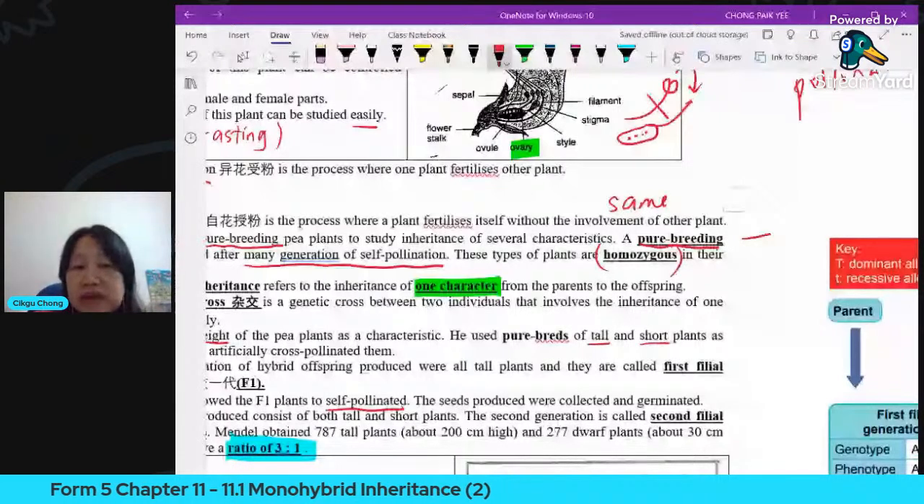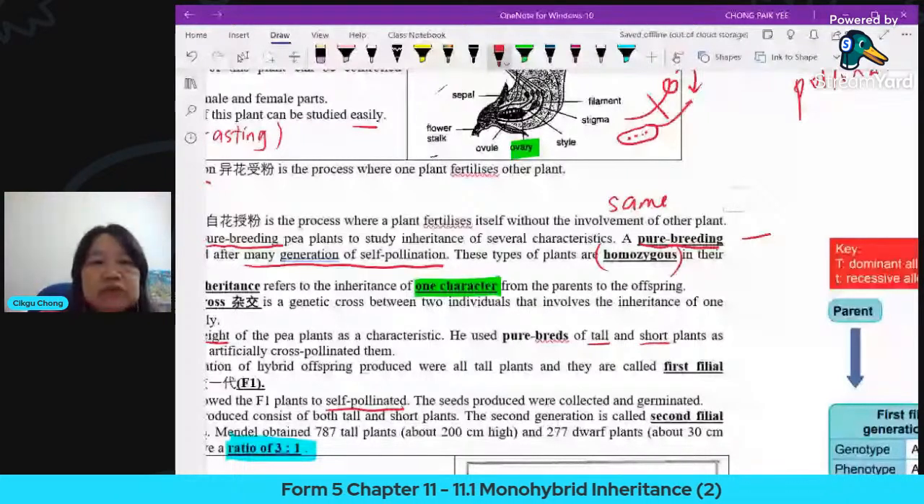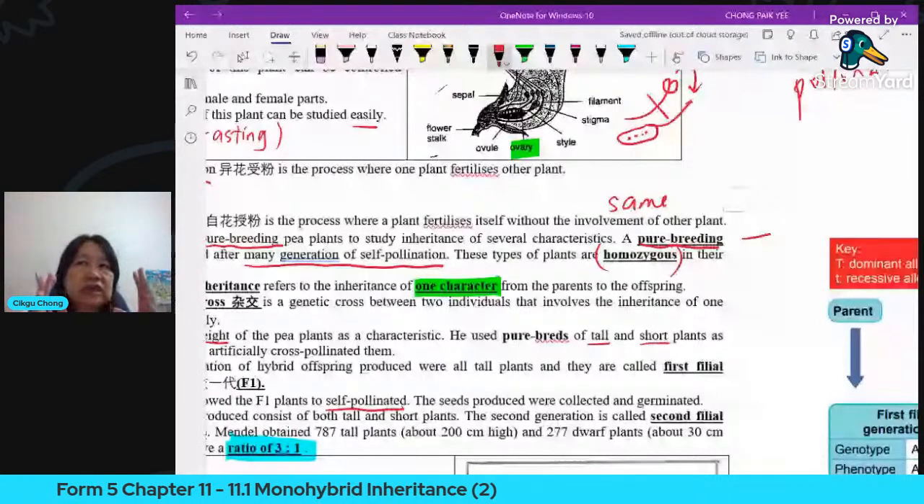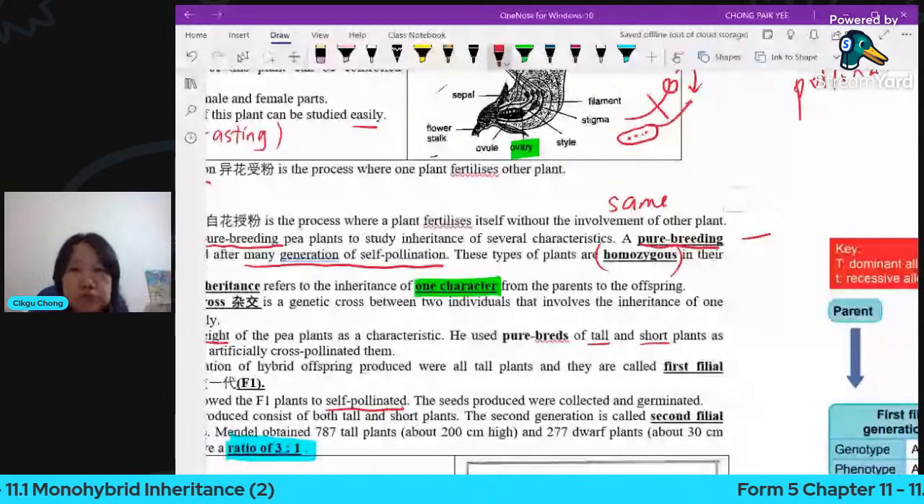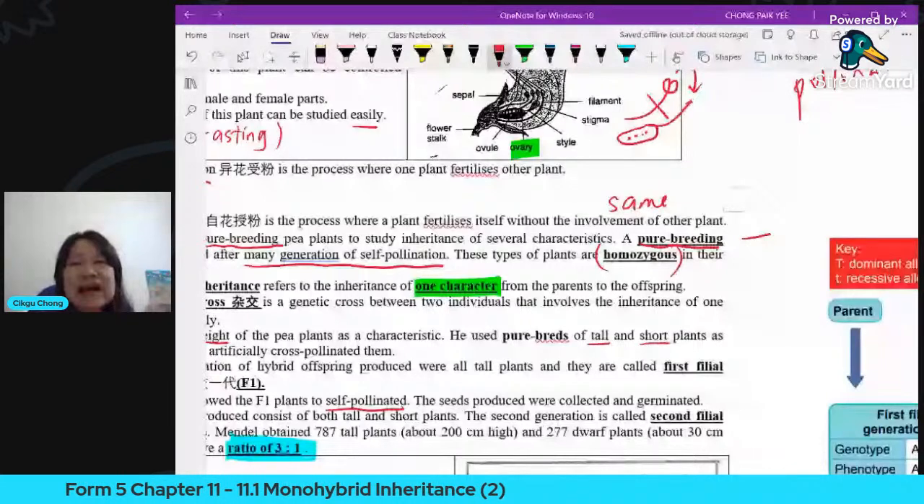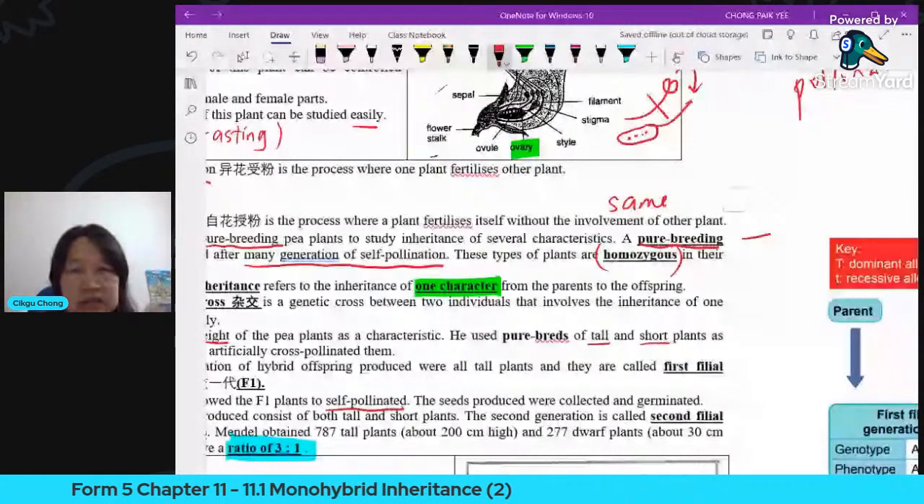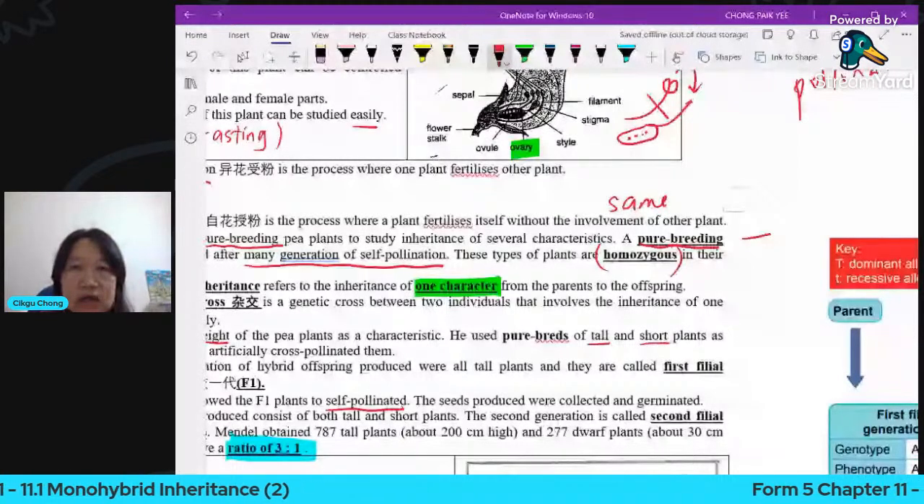In monohybrid inheritance, we are only concerned about studying one type of character. We don't want to see others. Let's say if you want to do monohybrid inheritance, we want to investigate whether it's tall or short. We're not looking at the same time at tall and short and also the color of the flower or the color of the seed or the seed pod. We only look at one character. We just see whether the flower color is purple or white, or whether it's tall or short. We don't care about all the other characteristics. We're only investigating one character at that time. Okay, that's called monohybrid.